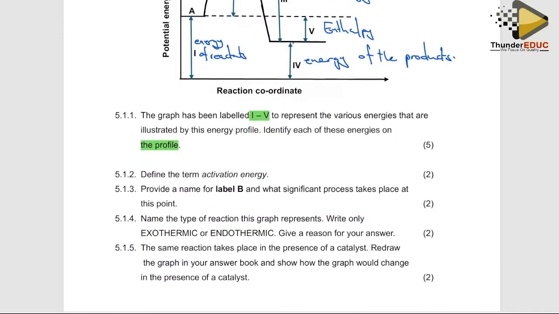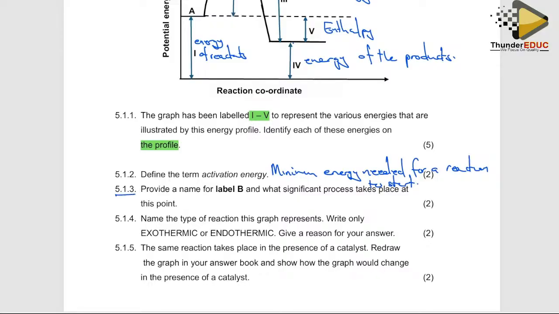Then we're asked to define the term activation energy, which is the minimum energy needed for a reaction to start. Then we're going to proceed to question 5.1.3.